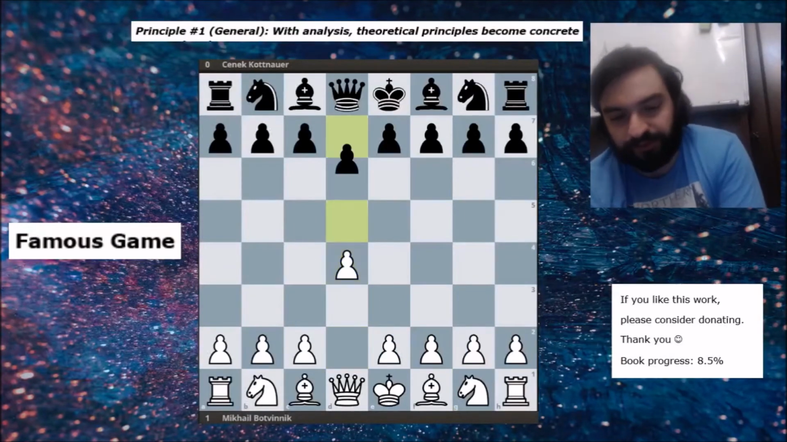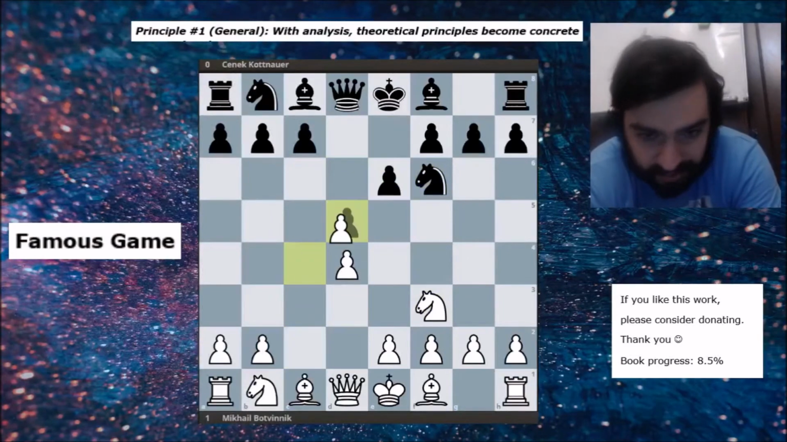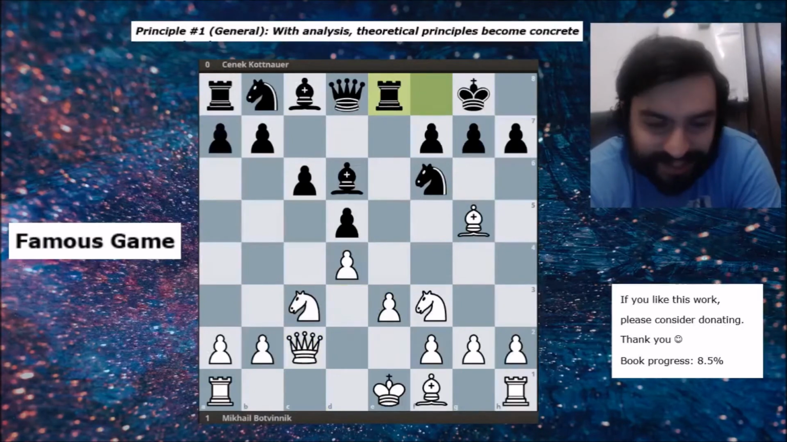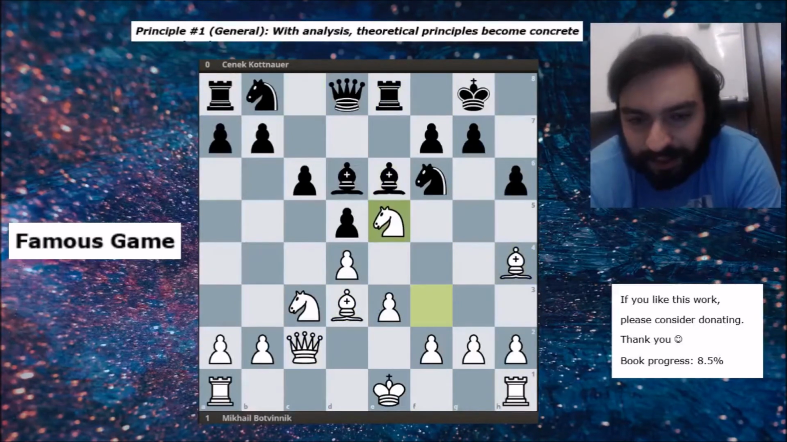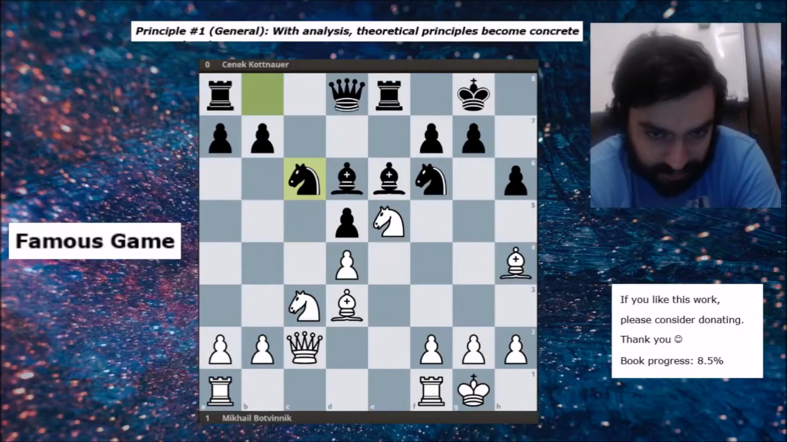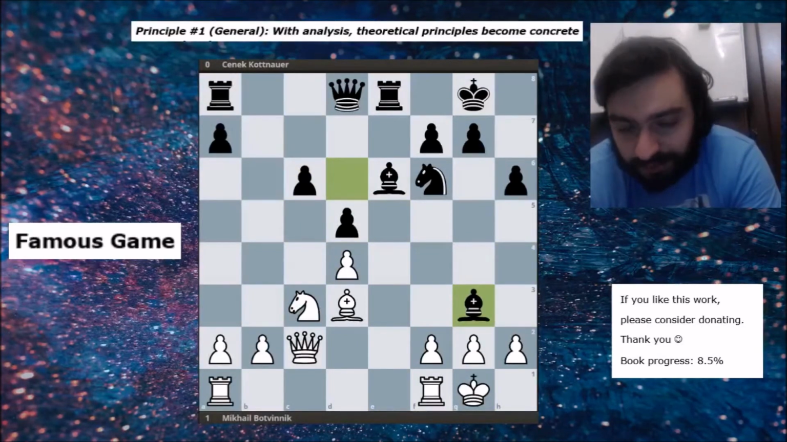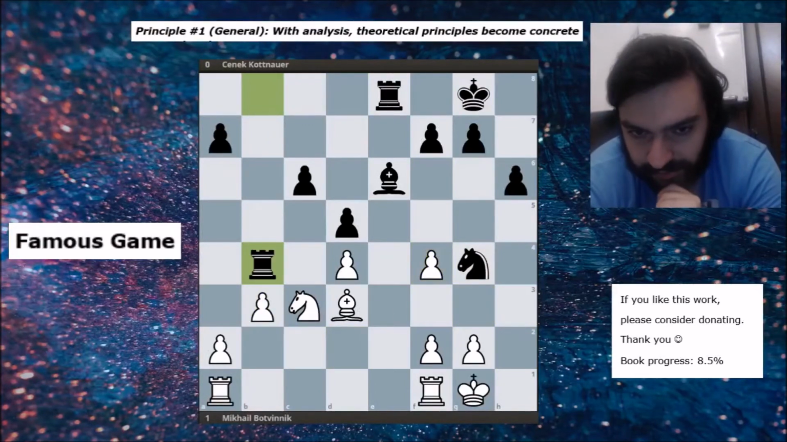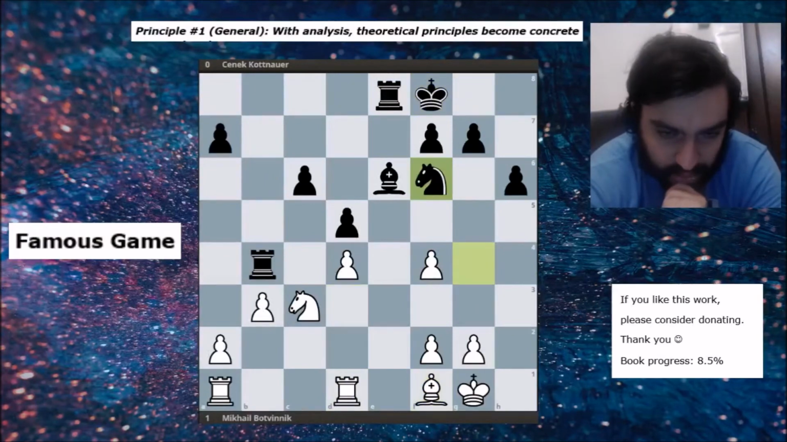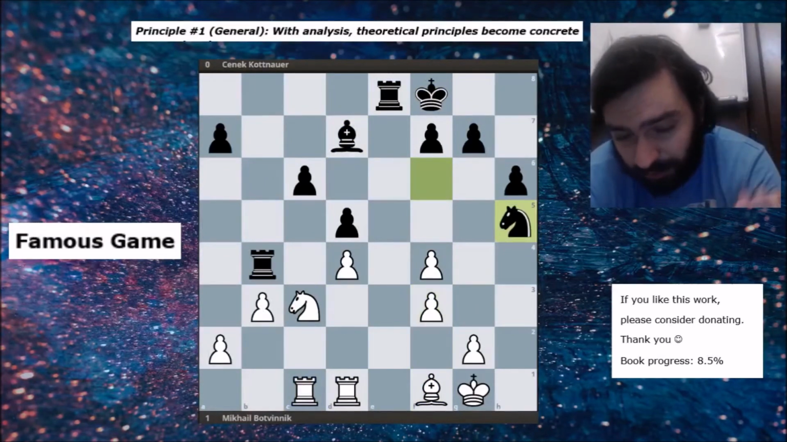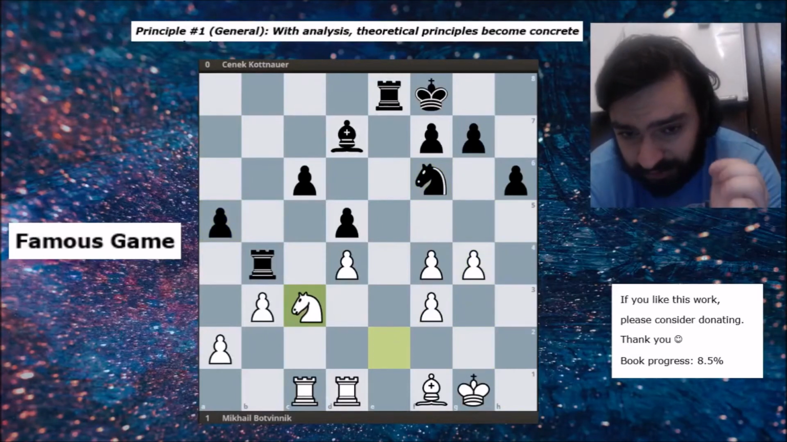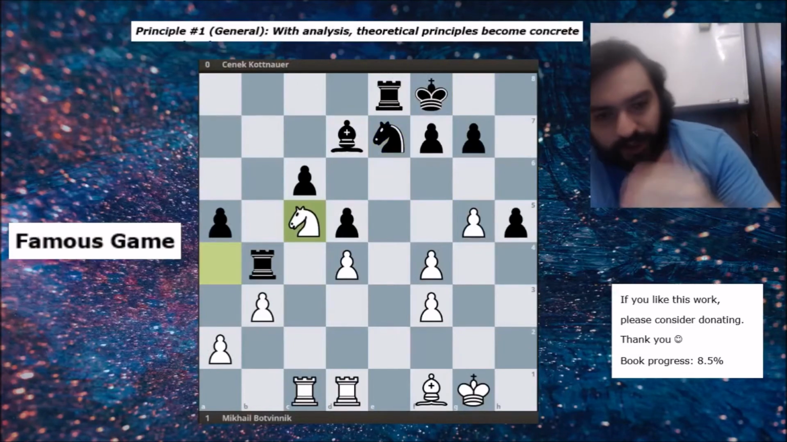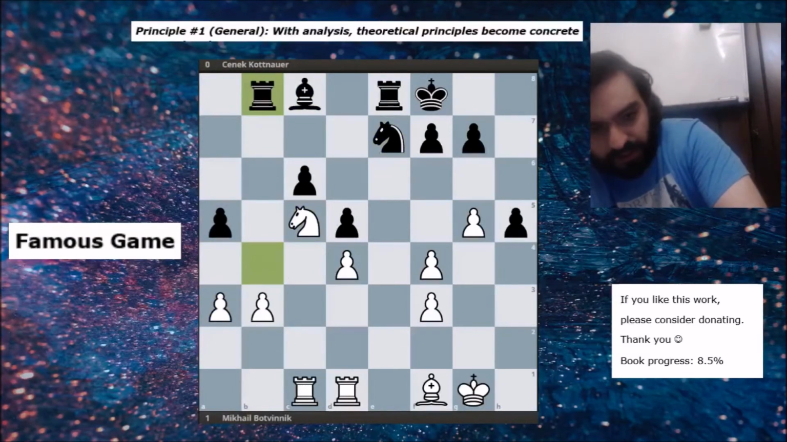Alright guys, so for the famous game, we have Mr. Botvinnik, none other than the world champion, the grandmaster, the patriarch, the great educator, Mr. Mikhail Botvinnik. So what I'm going to show you here is that definitely Botvinnik knew about good knight versus bad bishop, but knowing about something, the principle, and making it come to life in a concrete game is something entirely different. So let's watch how he brilliantly maneuvers the knight to the c5 square.